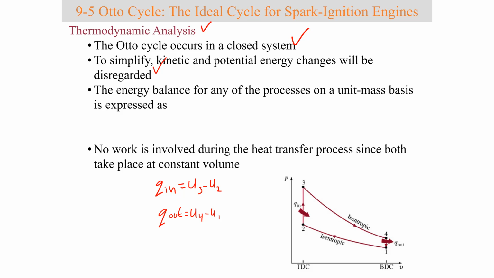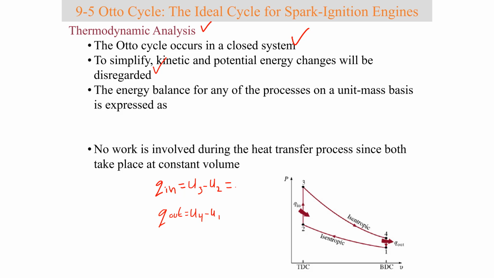So if you were to do an analysis of E in minus E out equals delta E system, for the Q in process, there's no E out, there's just Q in, and that has to equal the change in internal energy of the process. Same thing for the Q out process that's occurring at constant volume. You would have E in minus E out equals delta E system. There's no energy in, there's energy out by heat, equals the change in internal energy of the system.